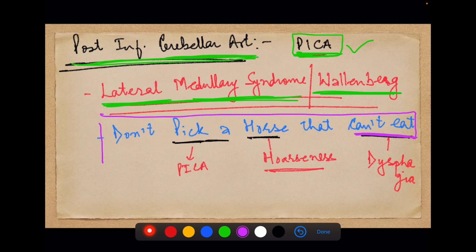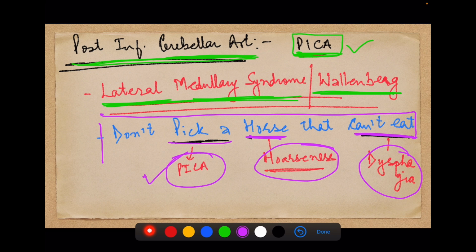So can't eat is dysphagia. Horse is hoarseness of the voice. Pick means PICA. So if there is a lesion in the PICA, there will be hoarseness, there will be dysphagia.